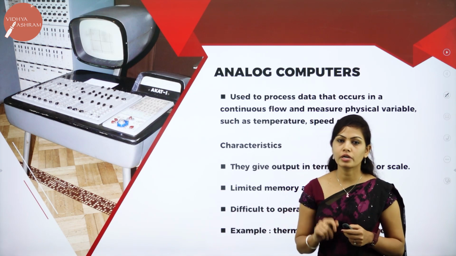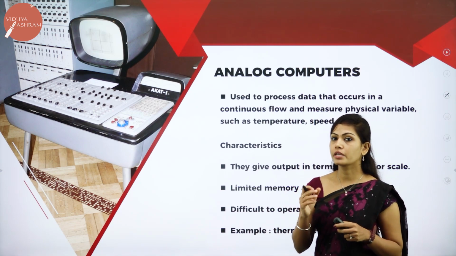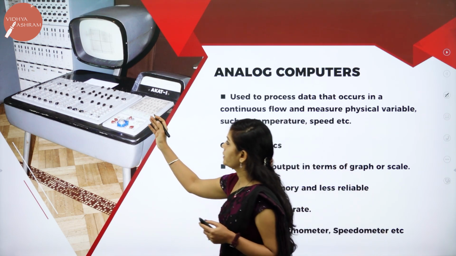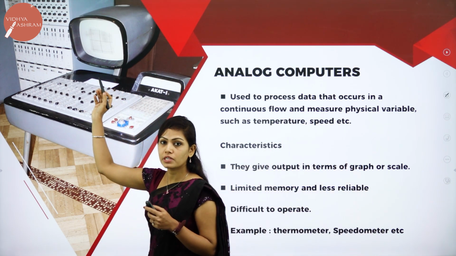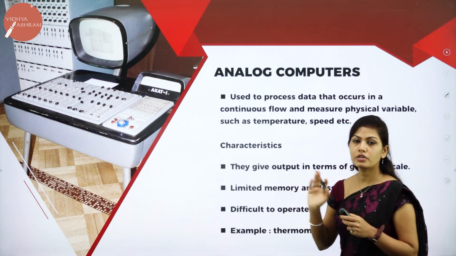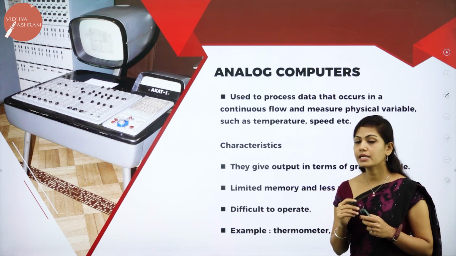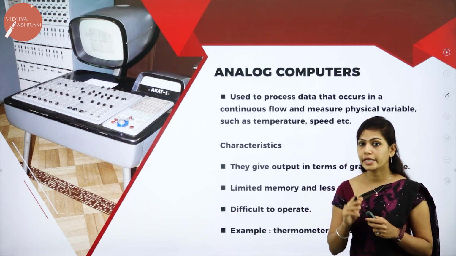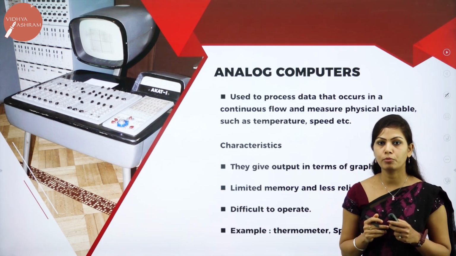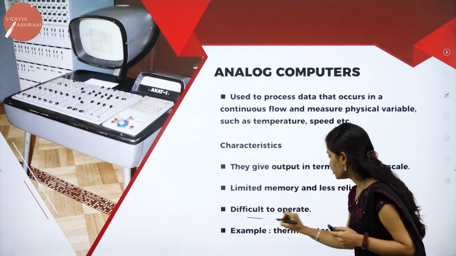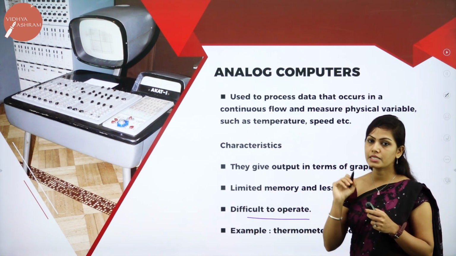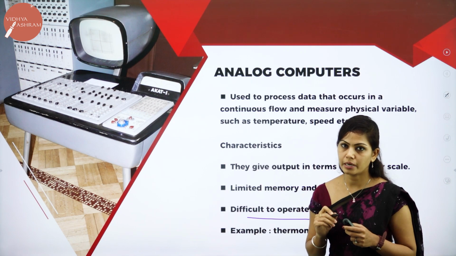So what is an analog computer? Analog computers give output in the form of graphs or scale. You can see the image here. It is very difficult to operate. What are the characteristics of analog computers? They give output in the form of graph or scale, they have less memory space, and they are difficult to operate. Examples: thermometer and speedometer are examples of analog computers.